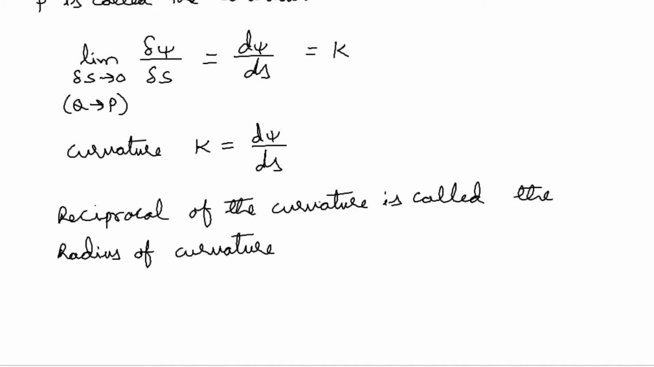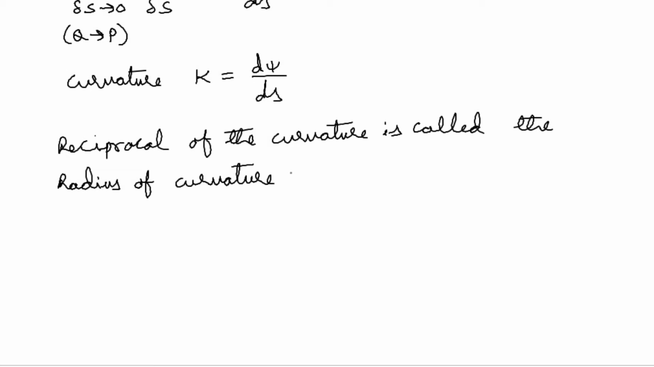The reciprocal of the curvature is called the radius of curvature, and this radius of curvature is represented as rho. So you can write rho to be equal to the reciprocal of curvature. Since curvature is represented as k, its reciprocal will be 1 by k. But we know the value of k is d psi by ds. If I take the reciprocal, I will get ds by d psi. So this ds by d psi is called the radius of curvature.